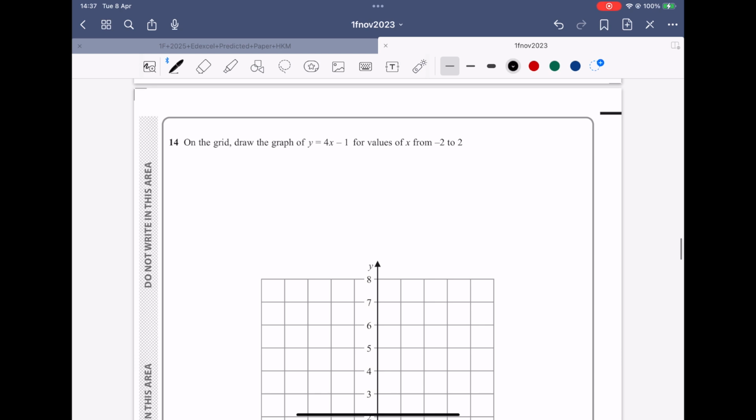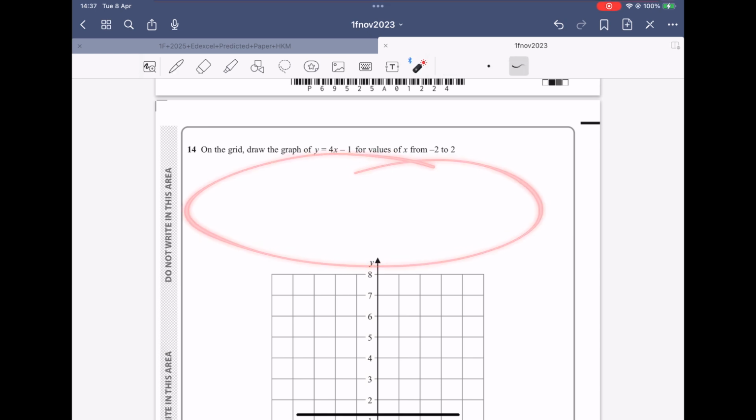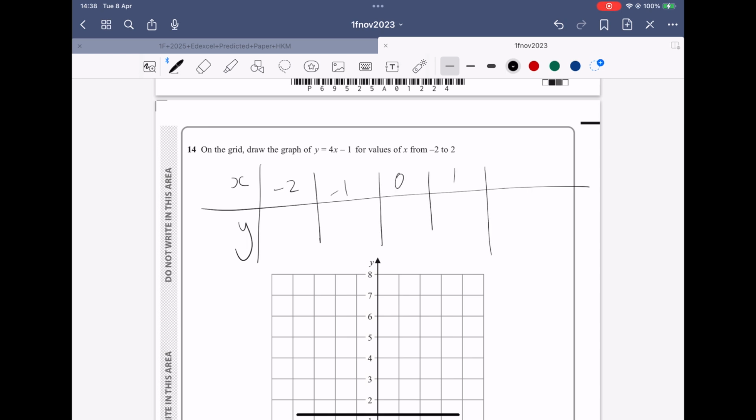On the grid, draw this graph, for the values of minus 2 to 2. Notice there is a massive gap there. That's for you, if you want to do a table. So we've got x and y to fill in. It says from minus 2 to 2. That's what it says on the little question, right here.